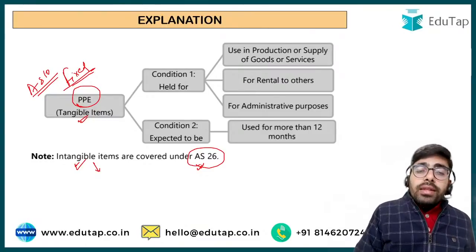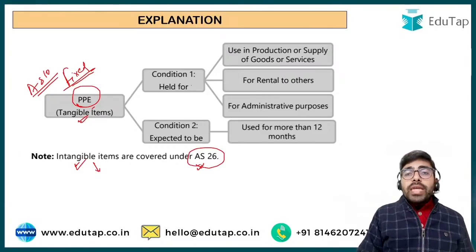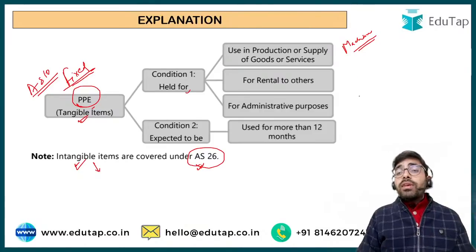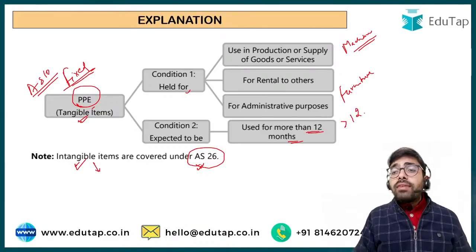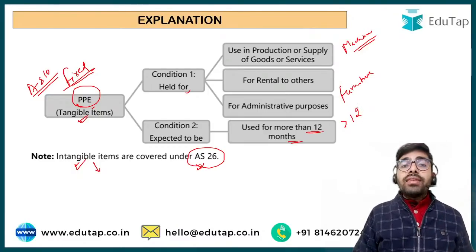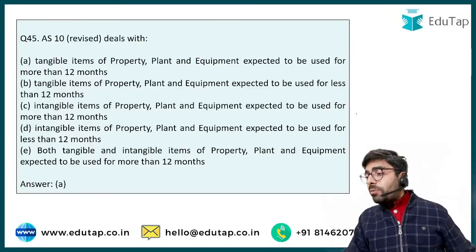So now this accounting standard 10 talks about the property, plant, equipment, the fixed assets which are held for using in the production. So machinery that you are having, for renting it to others, if you are having some machinery which you are going to rent to others, for administrative purpose, the furniture that you are going to have, and which are going to be used for more than 12 months. Okay, so 12 months से ज़्यादा अगर आप उसको use करने वाले हैं, एक साल से ज़्यादा अगर आप उसको use करने वाले हैं, so it is going to be classified as a fixed asset under accounting standard 10. So answer is definitely option number A.